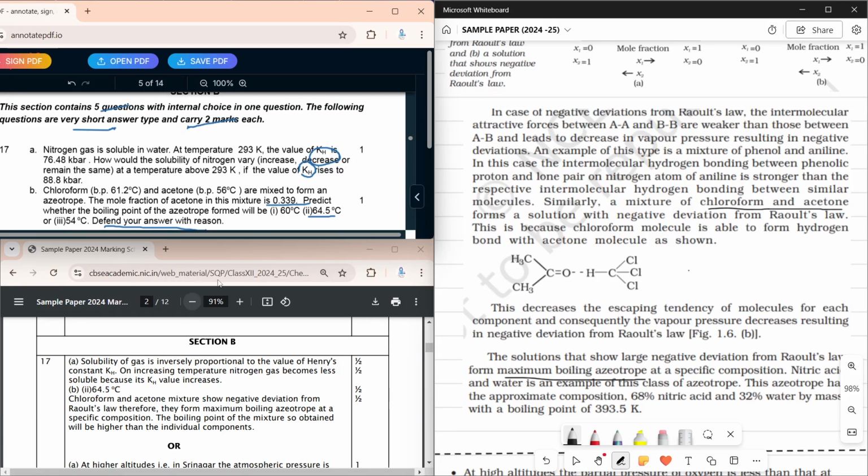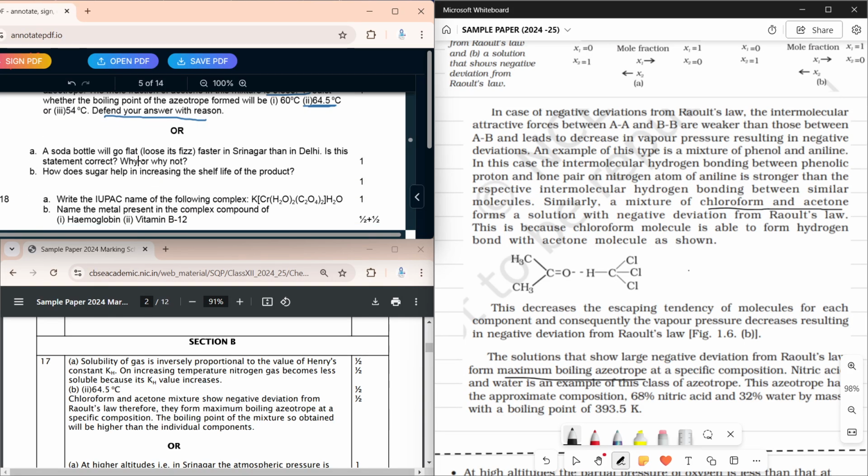You will have to include the fact that you think the answer is 64.5. And why do you think that? It's because of the negative deviation from Raoult's law. So you need to include that point. And you also need to include that it's forming a maximum boiling azeotrope, and so the boiling point obtained will be higher than that of the individual components. So you need to include all these points.